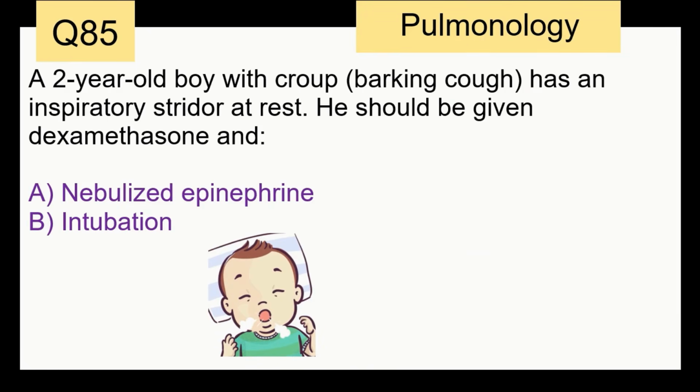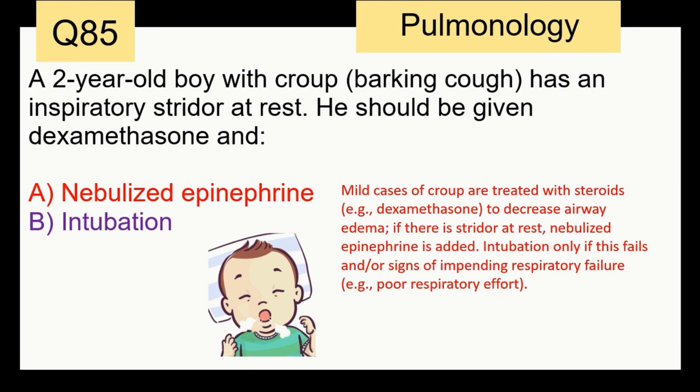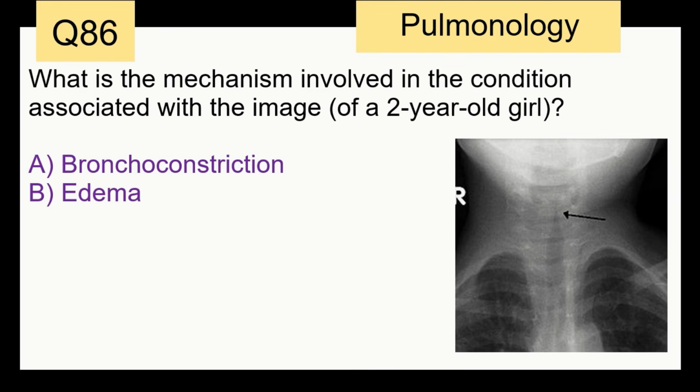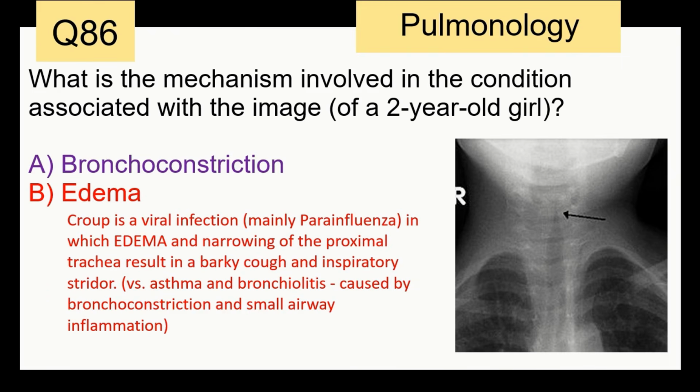A 2-year-old boy with croup has had an inspiratory stridor. He should be given dexamethasone and nebulized epinephrine. Croup, when it gets worse, we want to give nebulized epinephrine. Intubation only if it fails or we see signs of impending respiratory failure. 86. What's the mechanism involved in the condition associated with the image? I saw this as a UWorld question, or similar to it. This is, of course, croup. The obstruction is through the edema, the narrowing of the proximal trachea caused by the edema.